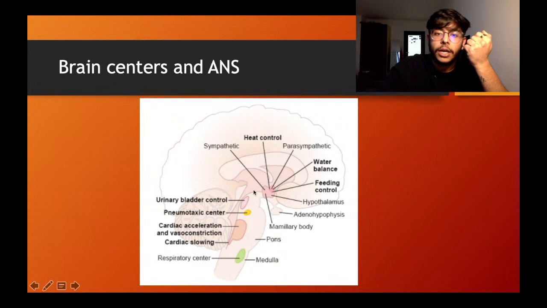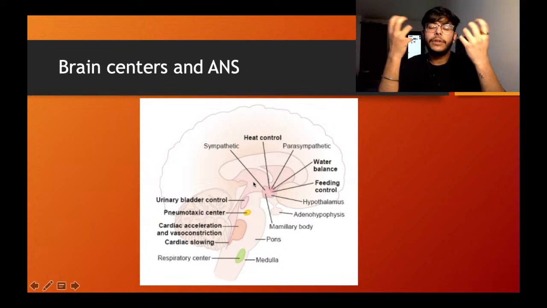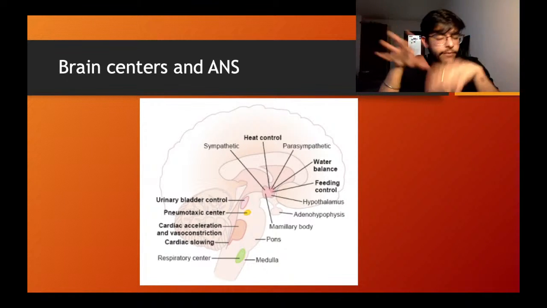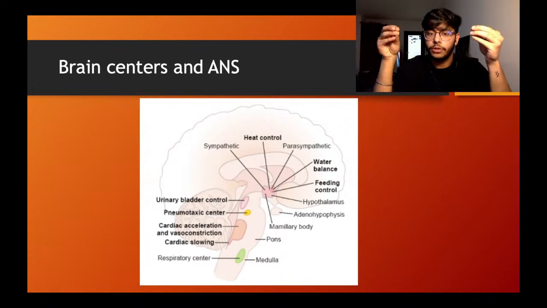For now, I don't think you need to memorize exactly where these centers are in the brainstem and in the hypothalamus, but next semester, I think you're going to be required to. So I won't get into too much detail, but all I want you to remember is that there are a lot of these centers in the brainstem and in the hypothalamus that essentially receive information from every different type of signal that the body can produce.